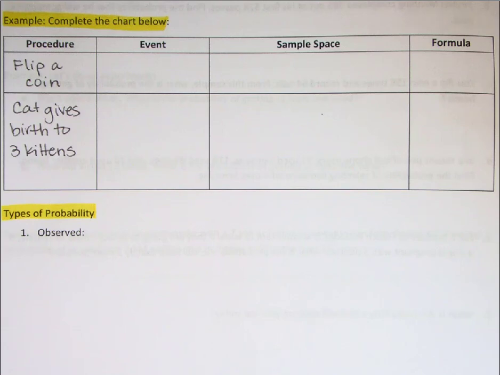Below are a couple of examples where we want to look at the procedure, the possible events, the sample space, and a formula to be able to know how many possible outcomes there are. First, we have the procedure for flipping a coin.